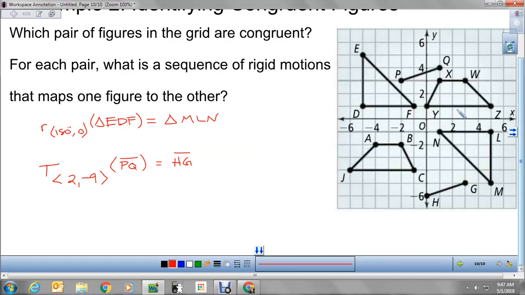So let's look at our last figure. We have our trapezoid here. This one looks like it's not necessarily going to be a reflection or a rotation. It's going to end up being a composition of transformations. So let's look to see what it could be. Let's see, we could slide this up here. This could be a glide reflection. We could slide it up here and then reflect it over a line.